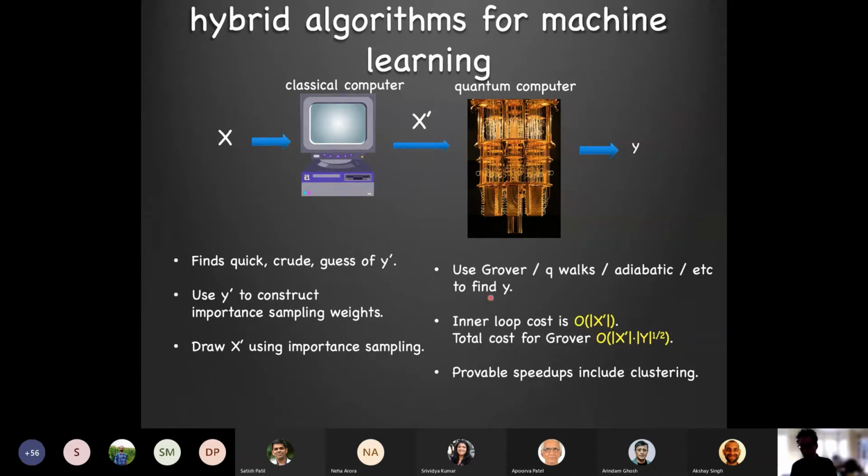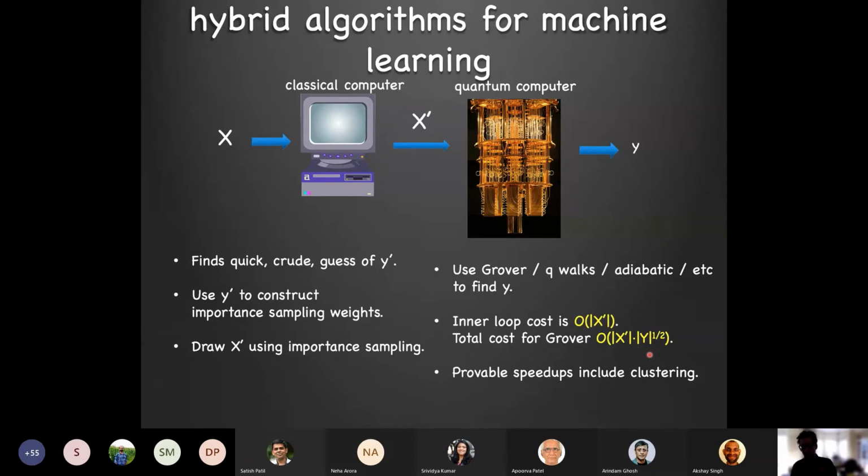And I've been saying Grover the whole time, both for completeness and because it's an old problem. I want to know what you can do with it. But everything I'm saying would also apply to using quantum walks, the adiabatic algorithm, the quantum quench algorithm, any other optimization algorithm. Now the cost of the inner loop scales with X prime, and the total cost of the algorithm for Grover, let's say, is going to be the size of X prime times the square root of the size of your search space. And this gives you a provable speedup for problems like clustering.